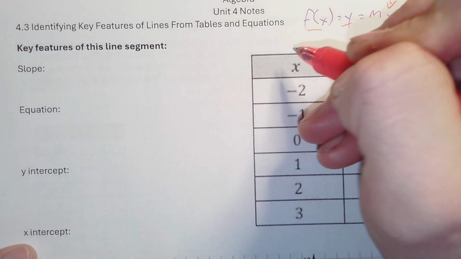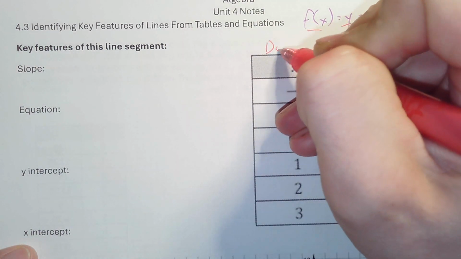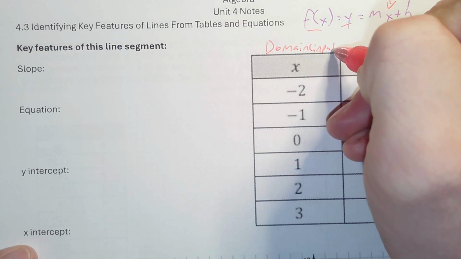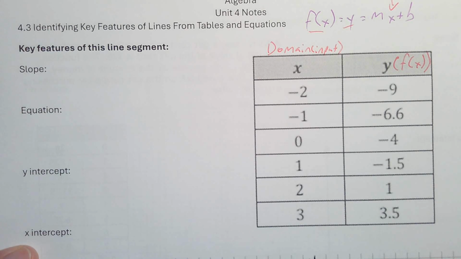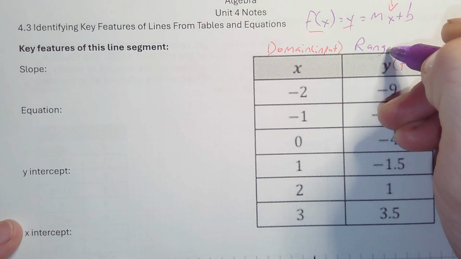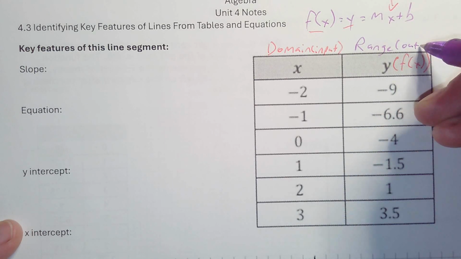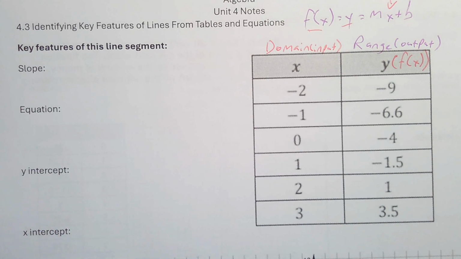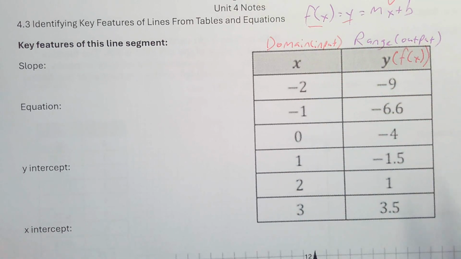Okay, so this is my domain, or my input, and then this is my range, or my output. Domain is my left and right, and my range is my up and down. My vertical axis versus my horizontal axis.